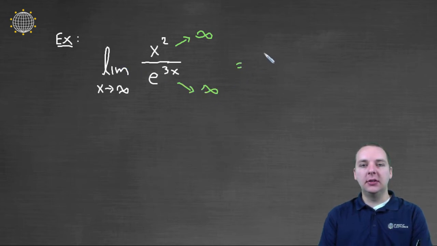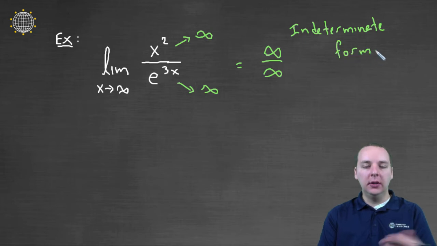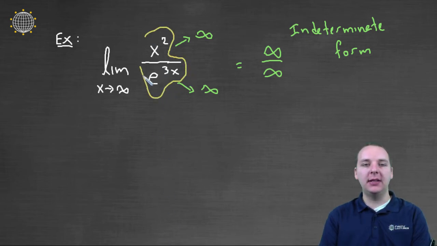So at first glance, it looks like we get infinity over infinity, which, if you recall, is an indeterminate form. 0 over 0 is another indeterminate form we get a lot of times. Infinity over infinity is an indeterminate form we get quite often. And if we get an indeterminate form like this, then we have to use some sort of algebra to simplify this guy.